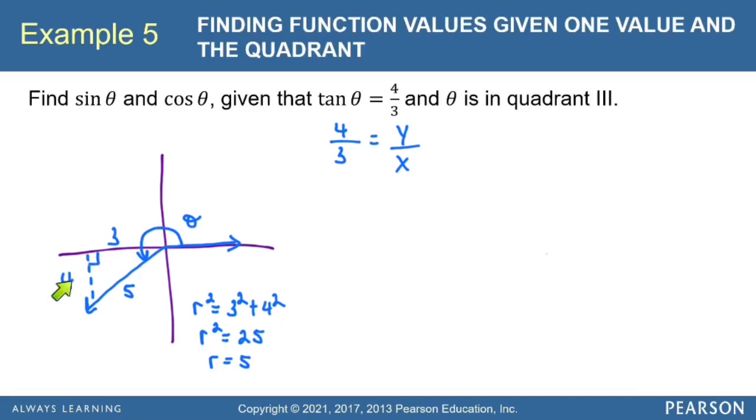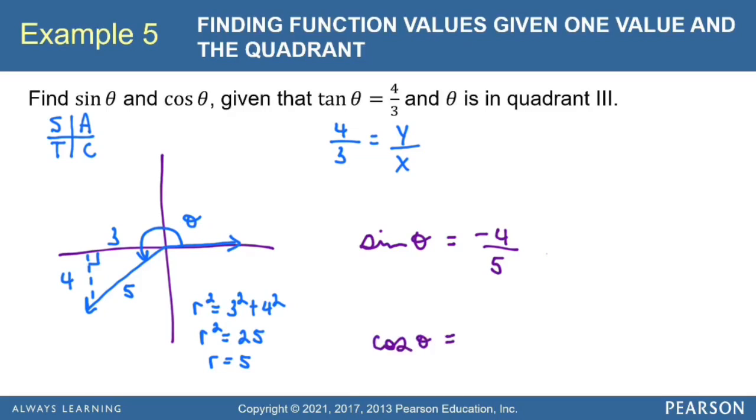Okay, so now that we have x, y, and r, we're free to now find the sine and the cosine of theta. So the sine of theta we know is y over r, but we need to keep in mind that in different quadrants, the sine value could be positive or negative. So let's think about ASTC. We can see that in quadrant 3, only the tangent function and its reciprocal will be positive. So we're looking for a sine value, so we know that's going to be negative. So first put down your negative, and then we can think about y over r. So that would be 4 over 5. So the sine of theta is going to be negative 4 over 5.